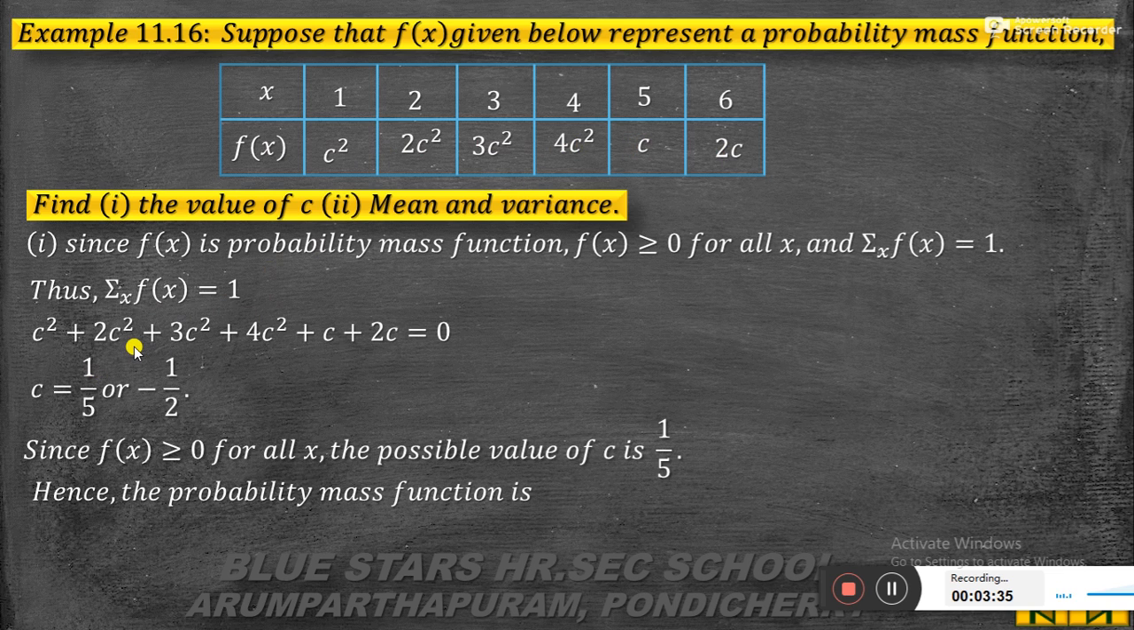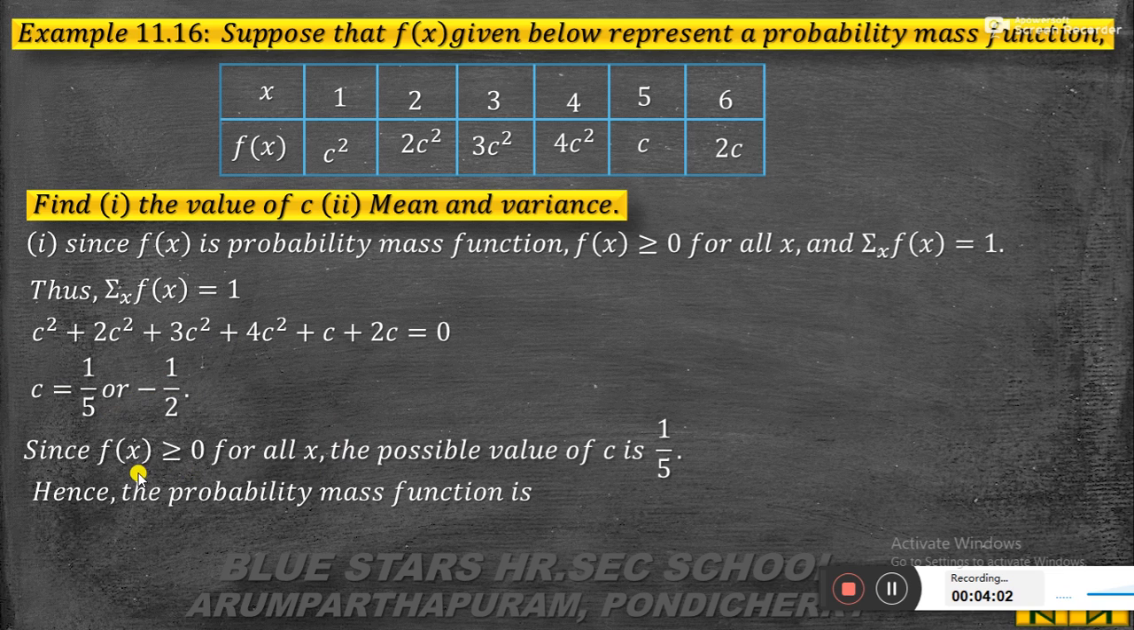That means the equation is 10c square plus 3c minus 1 equals 0. Again we factorize that: (2c plus 1) into (5c minus 1) equals 0. So the answer is c equal to 1 by 5, or c equal to minus 1 by 2. So this is the answer.